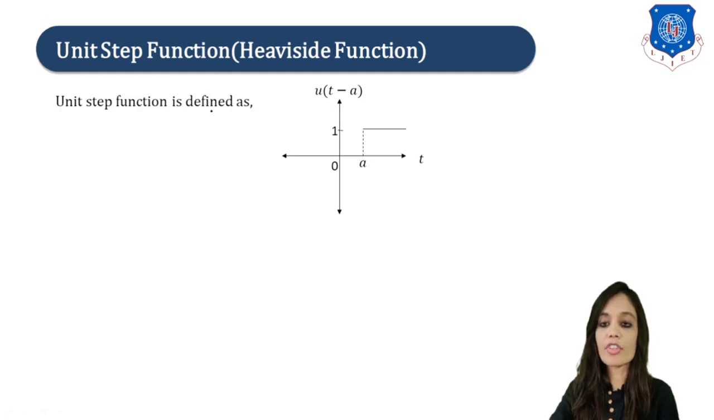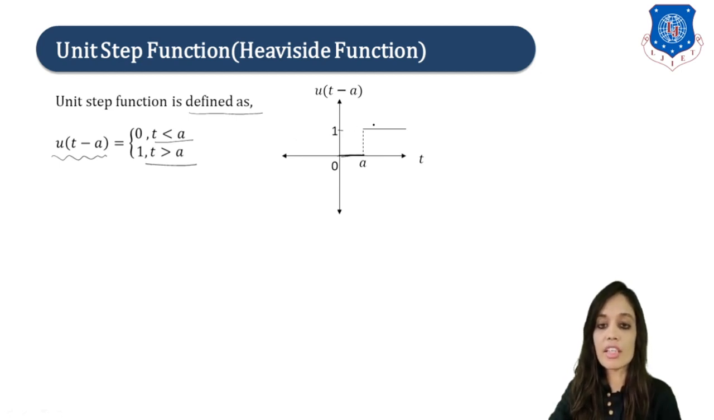So unit step function is defined as u(t minus a) equals 0 for t less than a and 1 for t greater than a. So let us see the graph of unit step function. You can see for t less than a, the function is 0 and for t greater than a the function is 1. Hence this type of function is known as unit step function.